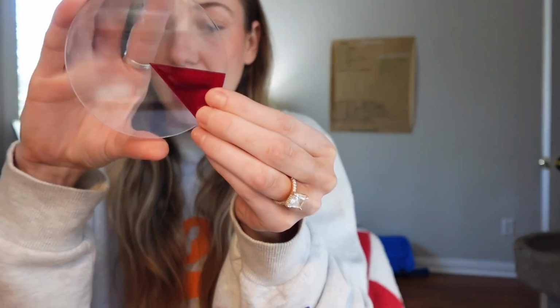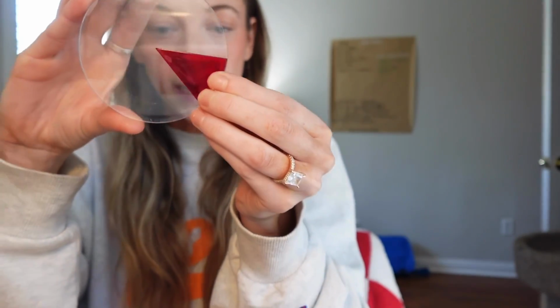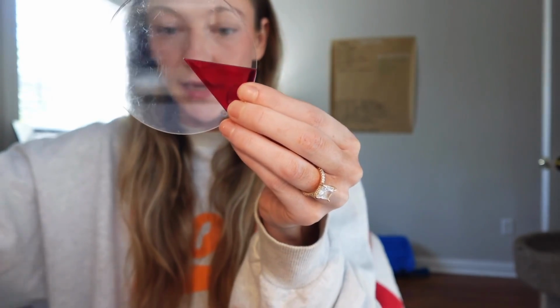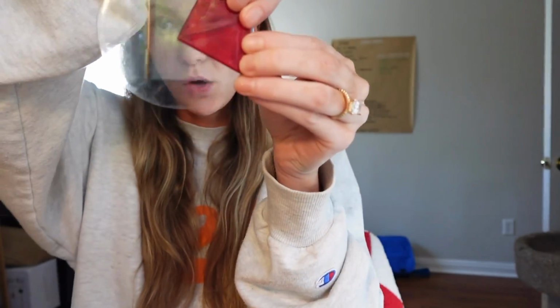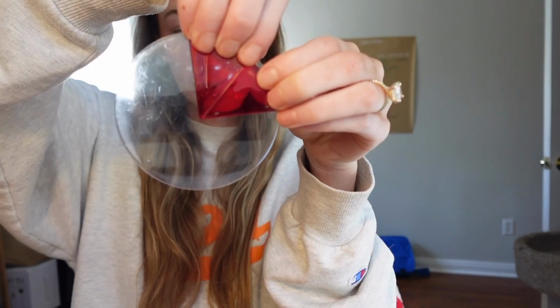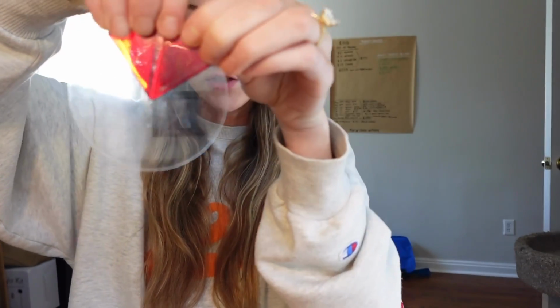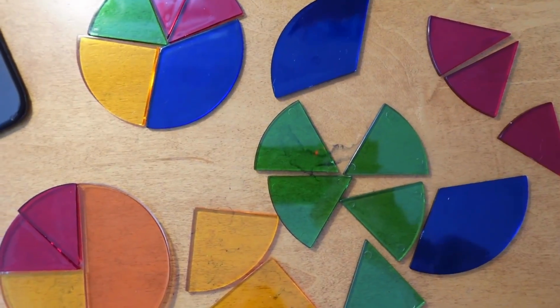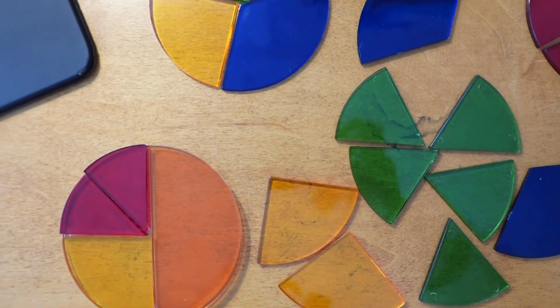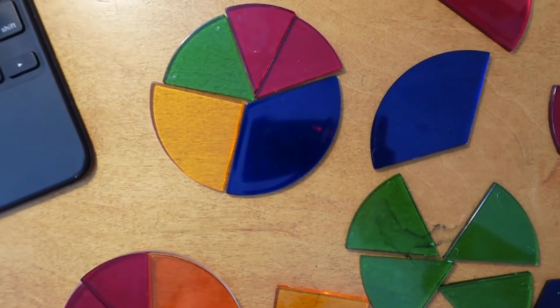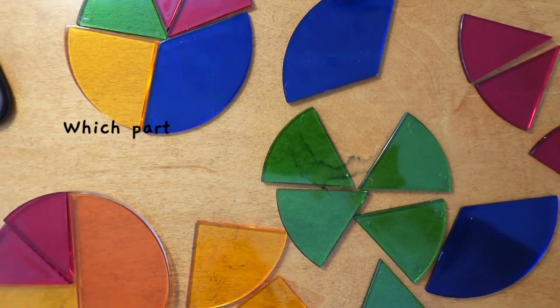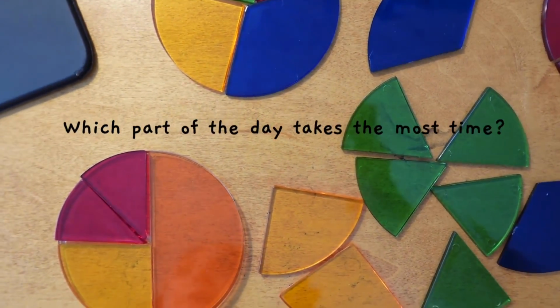During the lesson, I might ask something like, if I combine two of these eighth pieces, what new fraction would I make? These questions are going to guide students towards reasoning and pattern recognition, supporting SMP 7, which is noticing structure. Once the circle is complete, we will guide a reflection. So maybe questions like, which part of the day takes the most time? Which one takes the least?